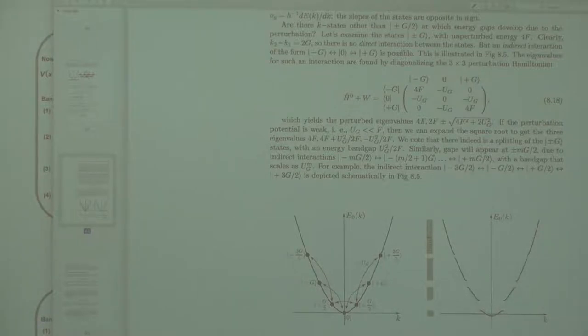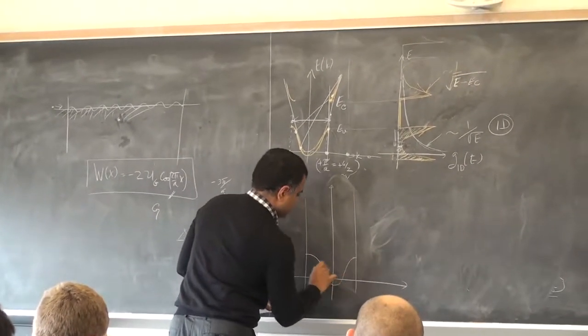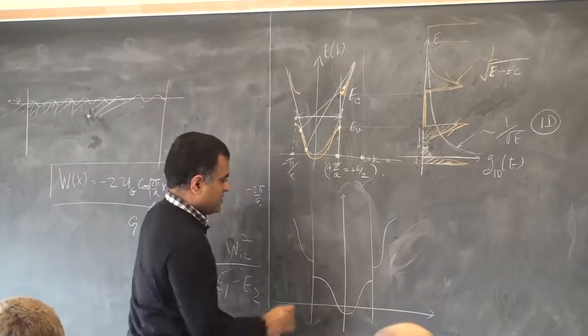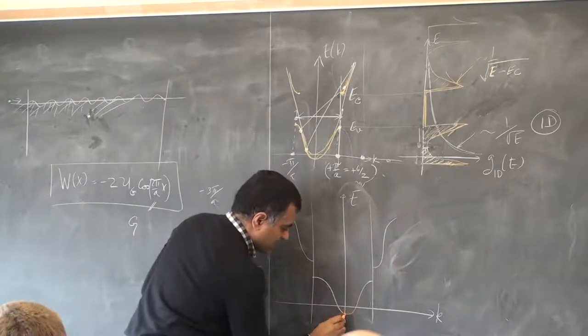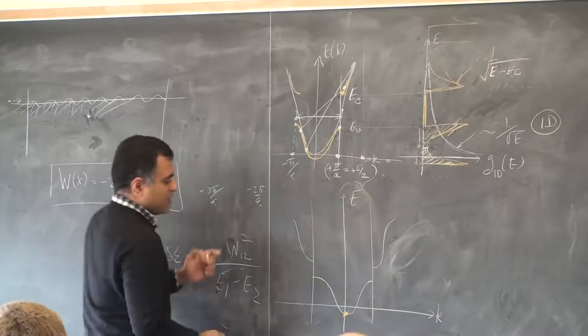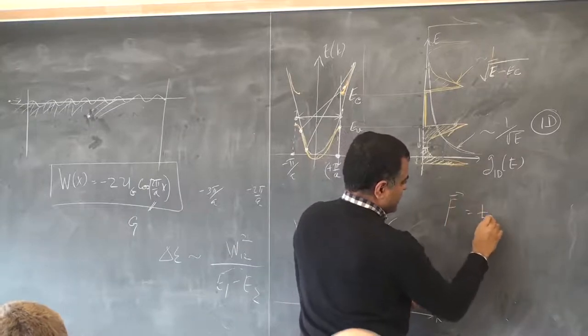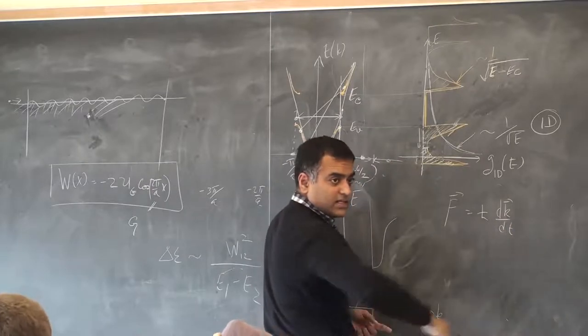The bands. So I have a band that looks something like that, and then I have another band that looks something like that, the second band, E versus K. And the problem I'm looking at is, let's say I started out with an electron sitting at ground state, and I apply an electric field, and when I apply the electric field, the electron starts changing its K vector, and it starts moving in K.